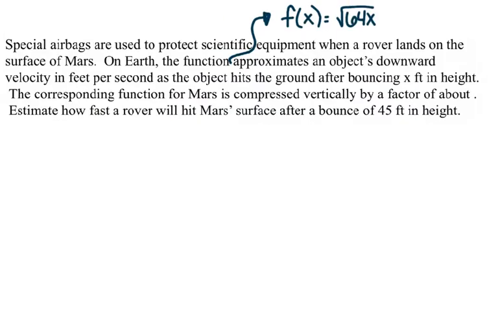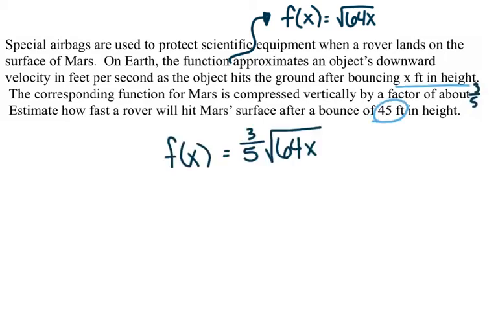Okay, so I want you to see if you can figure out what goes where and what we're trying to find. This one is kind of tricky. It says that it is compressed vertically by a factor of 3/5. Anytime I want to compress or stretch vertically, that's when I put the number in front of the radical. That's why I have 3/5 in front of that radical.